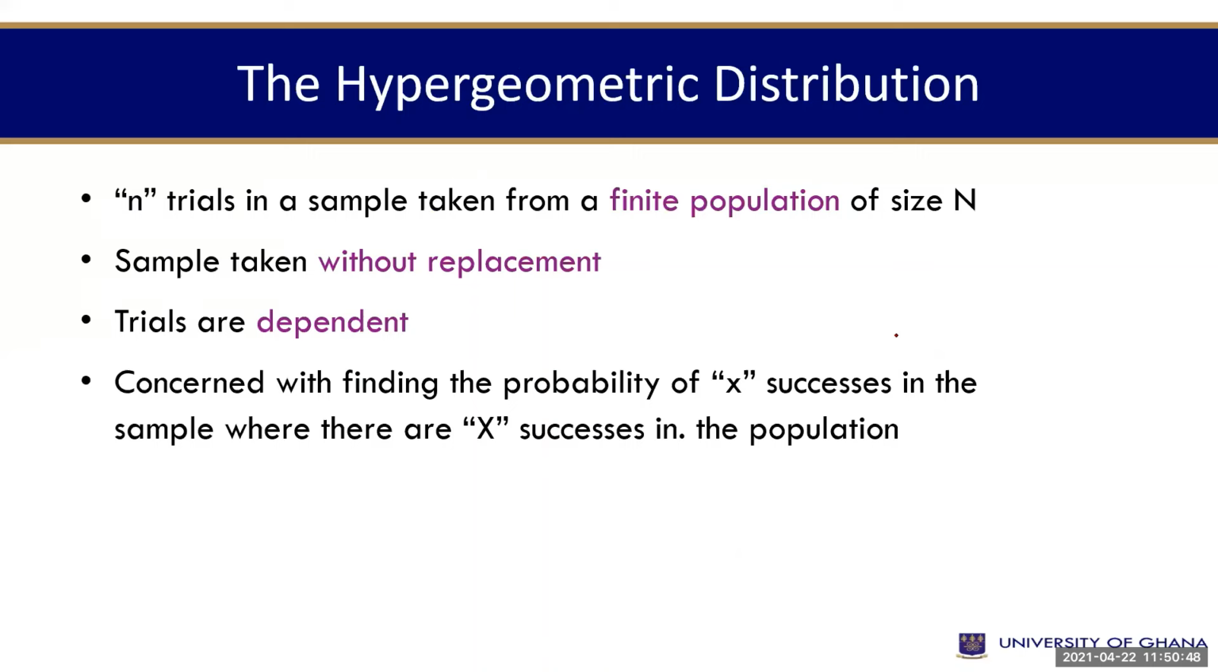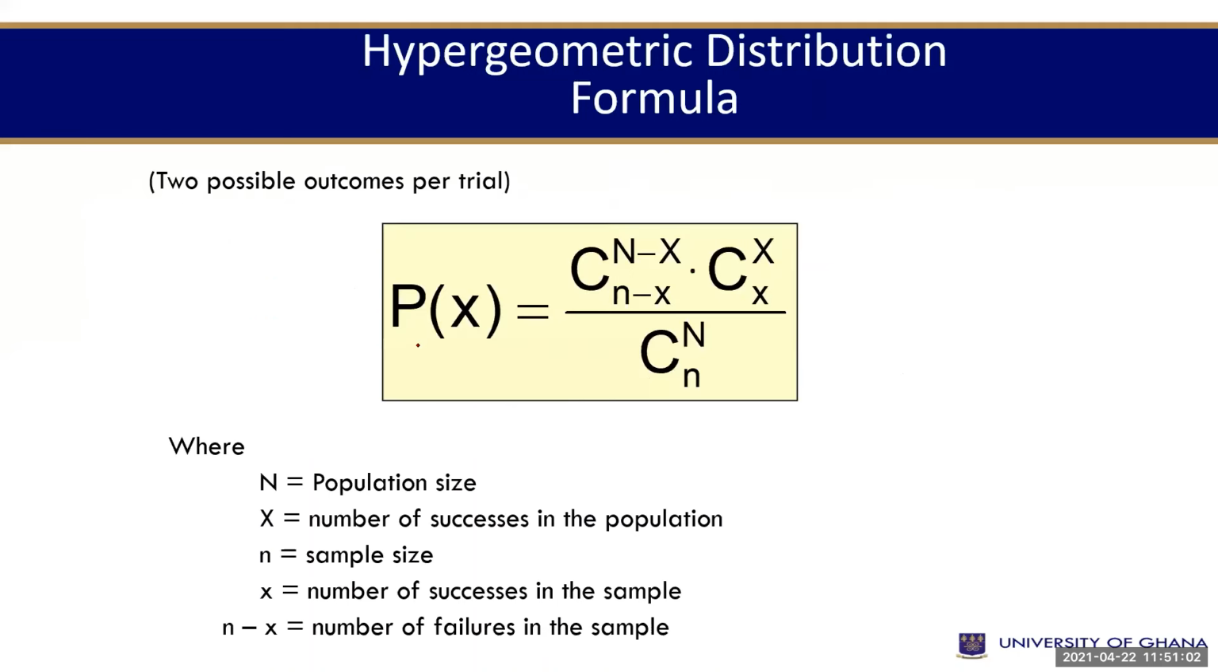The last distribution is the hypergeometric. Please note that for hypergeometric, if we have N trials and sampling is taken without replacement, what is significant here is that within a trial, there should be two possible outcomes per trial. Then we apply the hypergeometric.